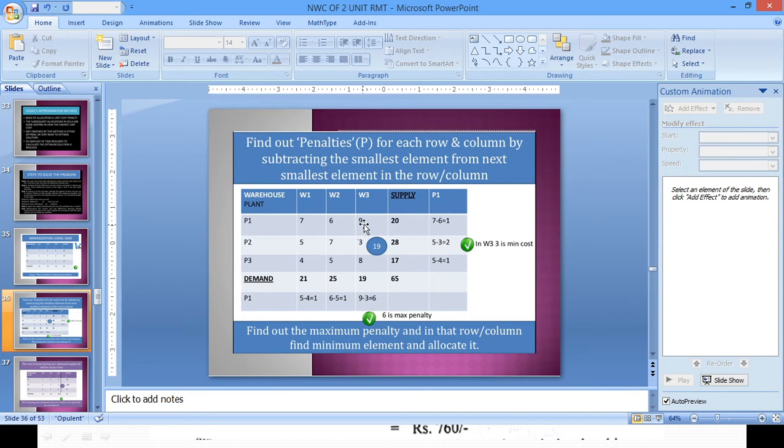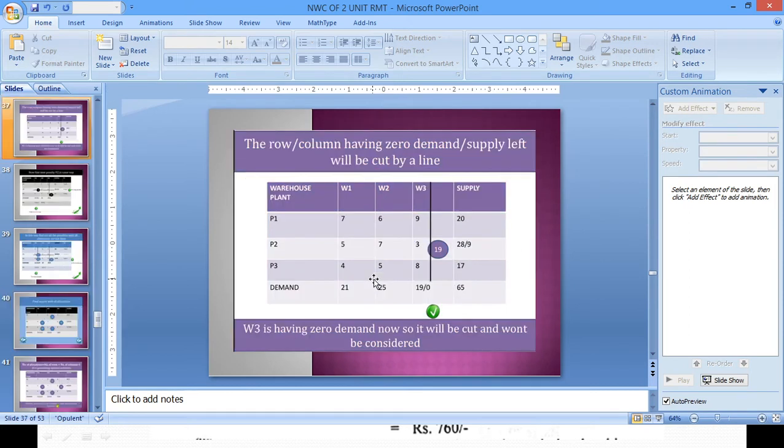After choosing that, you have to find the least among this, either 9, 3 or 8. 3 is least, so I have to allot in this cell. For the allocation, either 28 or 19. 19 is least, so I put this 19 here, and then this is reduced to 9, and this becomes 0. That column is not available anymore, so that is struck. 19 is allotted, this becomes 9 and this becomes 0.